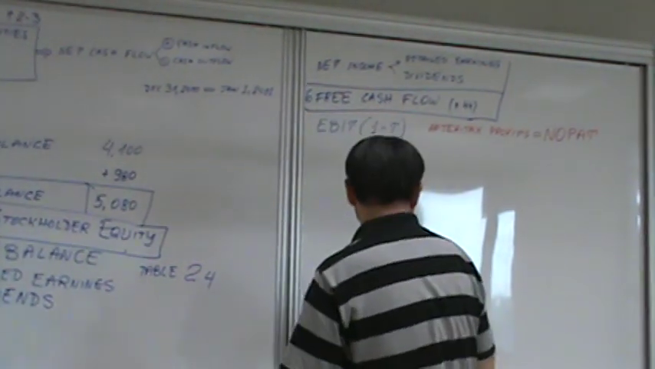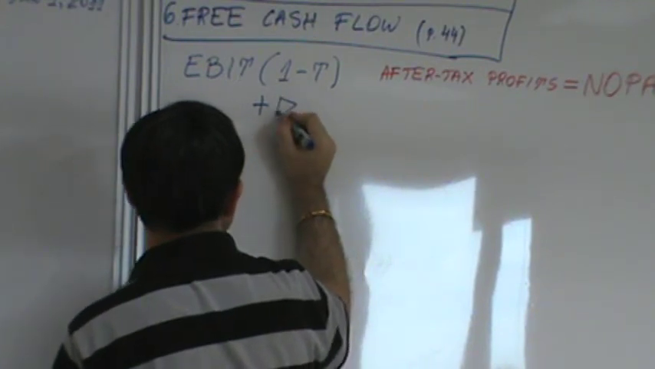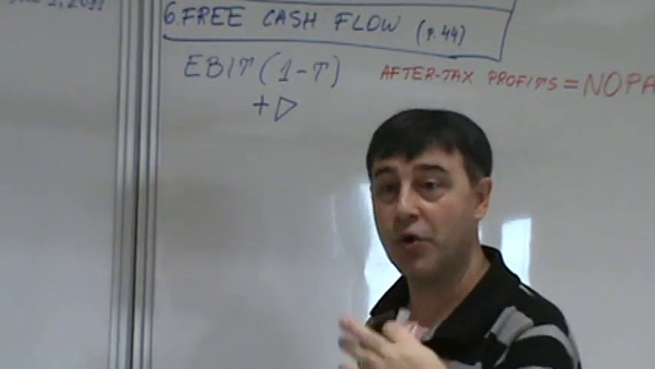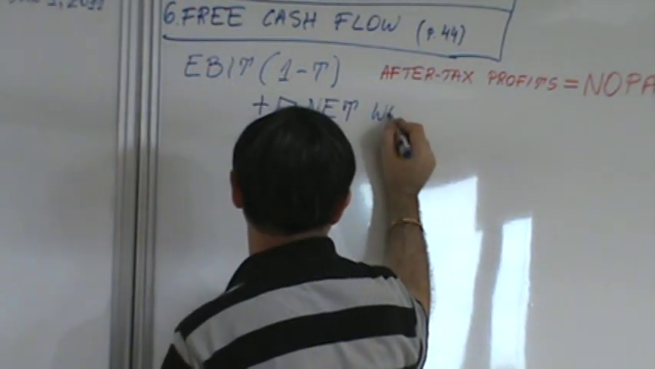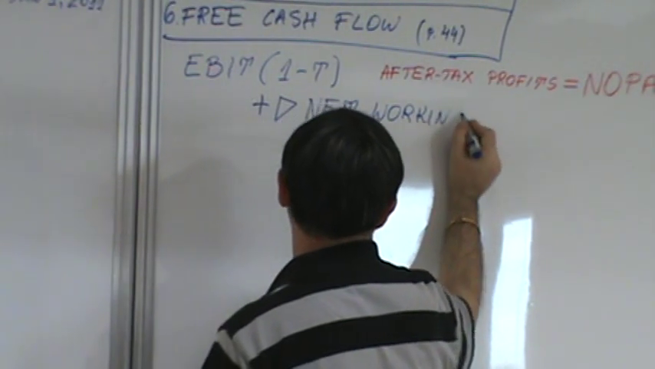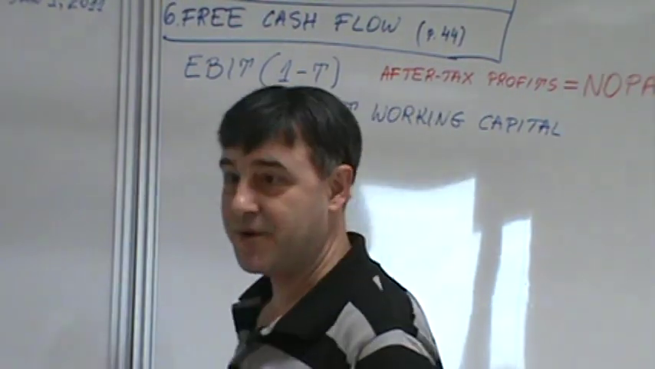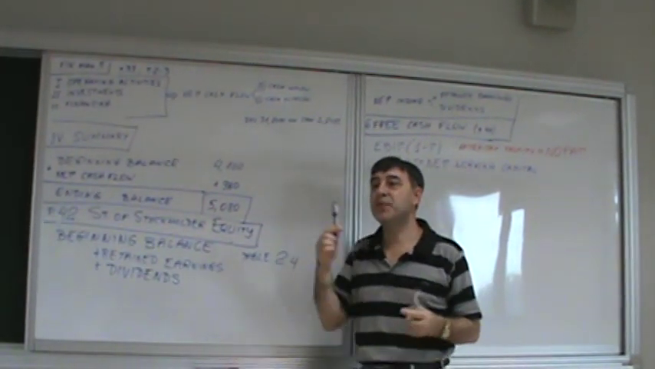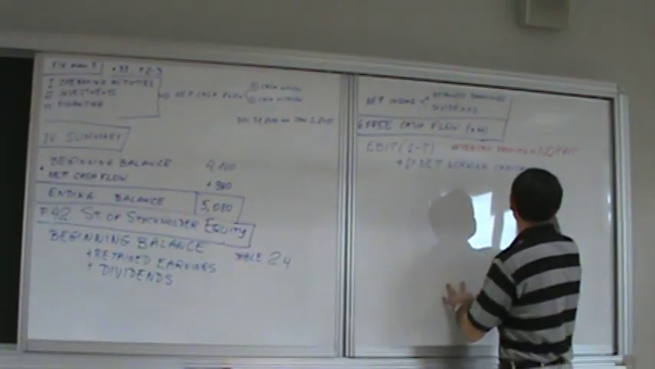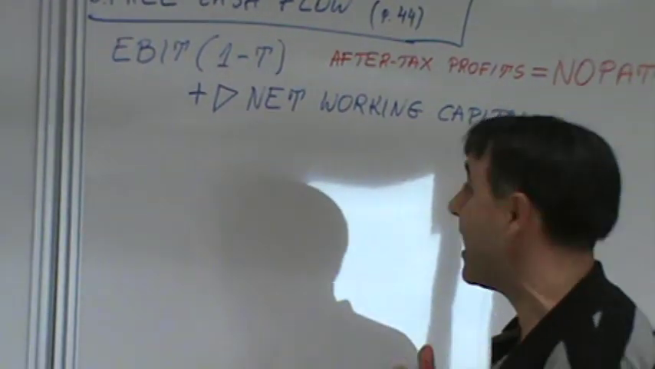Plus, you have changes in net working capital. So you have an increase or decrease, we just call it delta, in net working capital. Well, what is net working capital? Here's a very simple explanation. This is basically short-term capital.